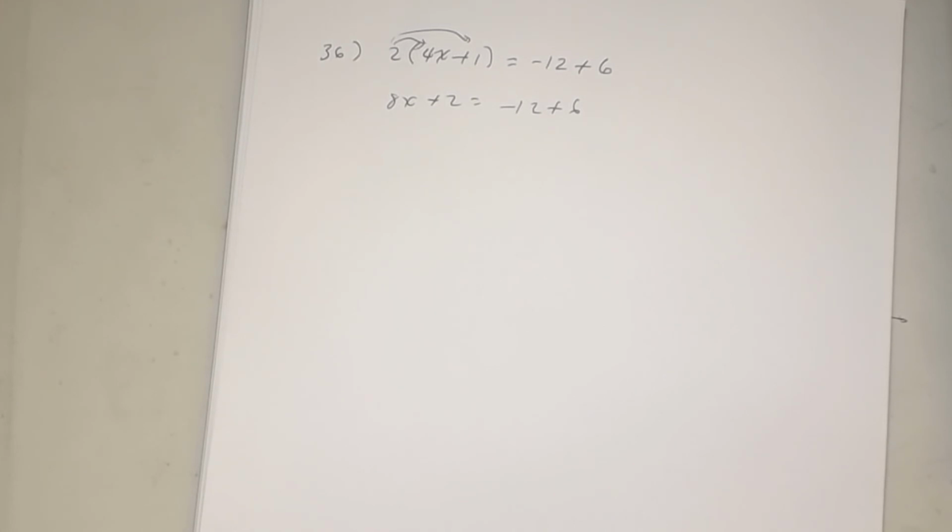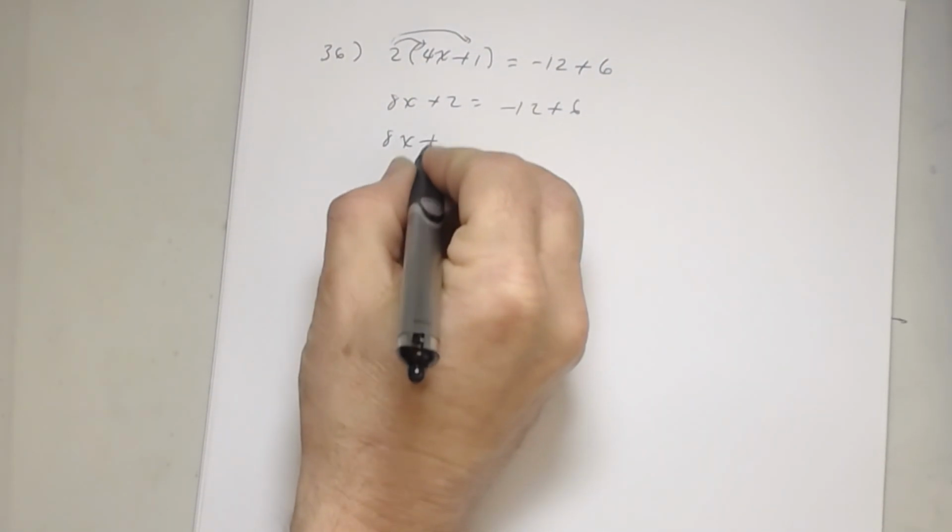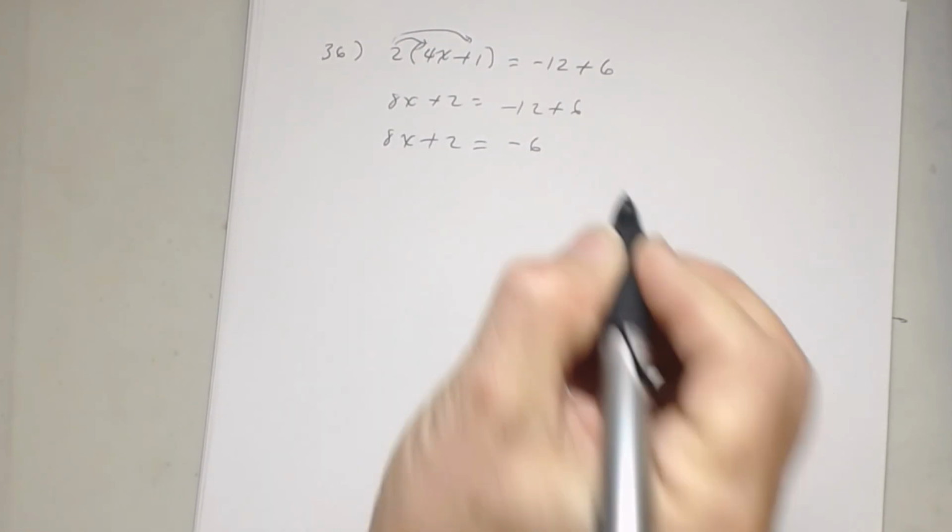Now, what's the next step? Combine like terms. Can I combine like terms? On which side? The right side. What's -12 plus 6? Not 6, -6. So some of you are still having trouble with signed numbers. I suggest you use your calculator until you can do it in your head. Because if you put 6, you're going to get a wrong answer. This solution is going to be wrong. So 8x plus 2 equals negative 6.